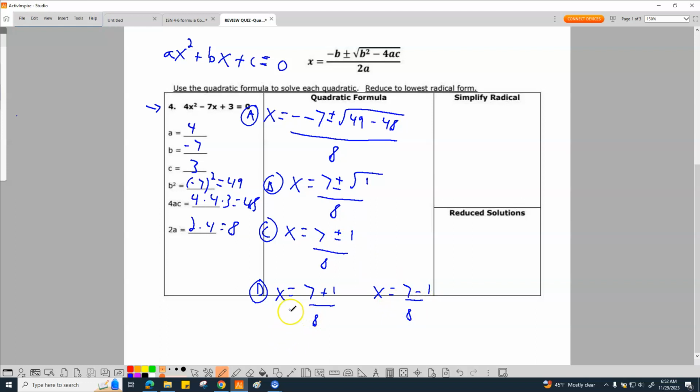So now I'm going to simplify that. So what do you get? You get 8 over 8 for that first one, which simplifies down to 1. So the reduced solution here is x equals 1. 7 minus 1 is 6, and then over 8. And then you find the GCF of both numbers, which in this case is 2, and you divide it out, and you get 3/4.